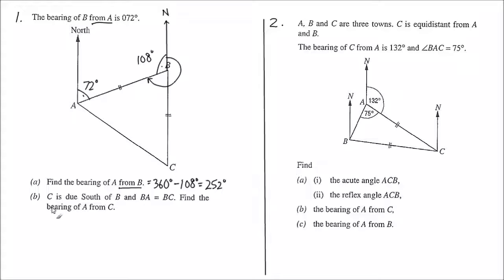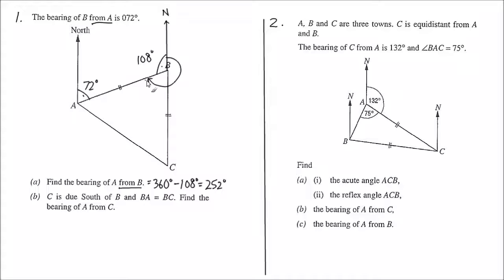Now for part B, we are told that C is due south of B. C here is due south of B. This means the line BC is the north-south line. So in other words, this whole line is a straight line from here all the way to the point C. So we have two parallel lines here. And we are given these two sides, BA and BC are equal.